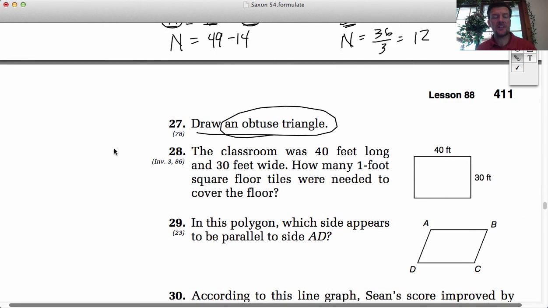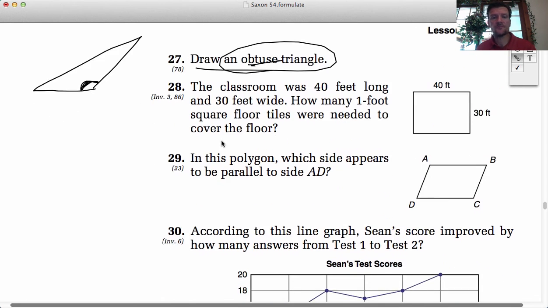Draw an obtuse triangle. Obtuse means that it has an angle that is greater than 90 degrees. So as long as you draw a triangle and one of the angles, like that one right there, is greater than 90, then it's an obtuse triangle.